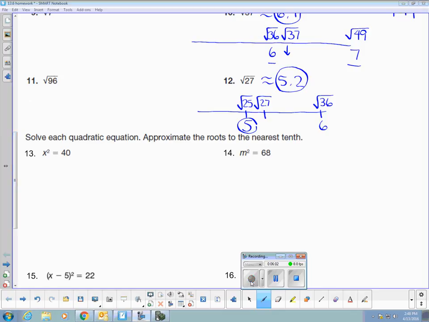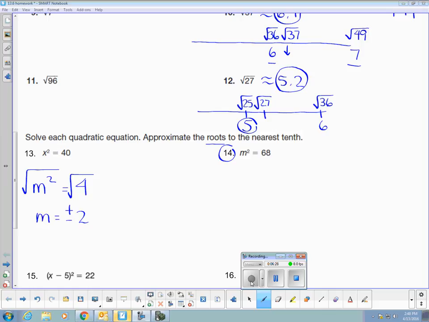Now, in number 14, we're actually solving for m, and it's asking me to find the roots. And so here's where I need to remember my plus or minus. Let's say I have the equation m squared equals 4. When I take the square root of each side to undo my square term, m is equal to plus or minus 2.